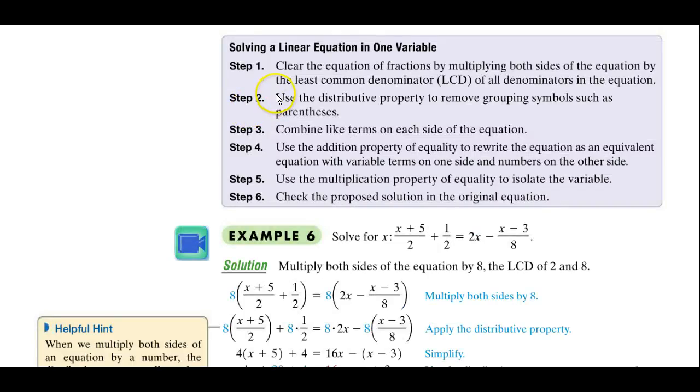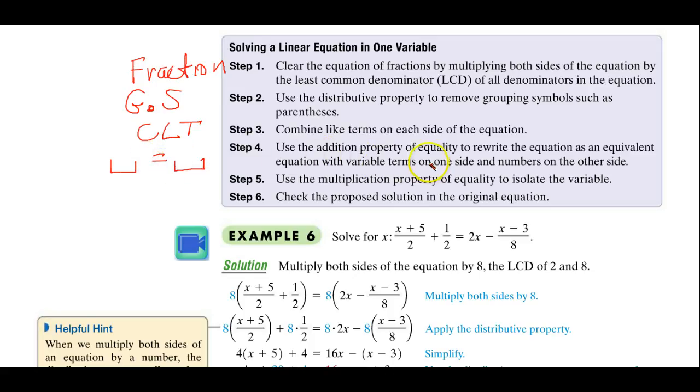So here's a series of steps. If we wanted to summarize them, we could say the first rule, get rid of fractions. Second rule, get rid of grouping symbols. Third rule, combine like terms. Fourth rule, get all of the variables on one side equal to a number on the other side.